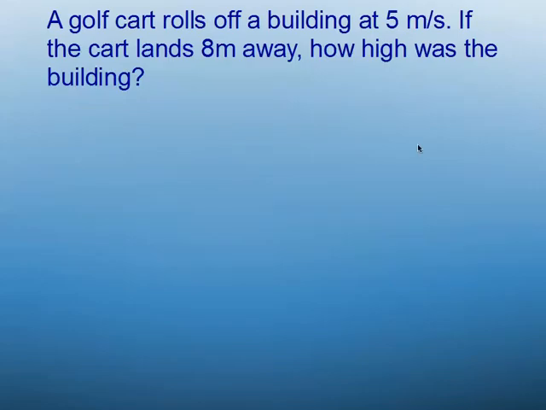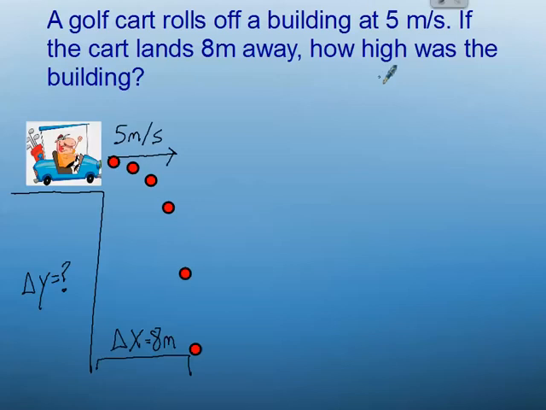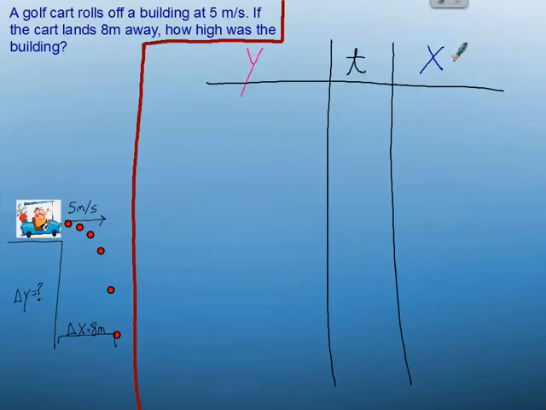For this next one, a golf cart rolls off a building at 5 meters per second. If the cart lands 8 meters away, how high was the building that he drove off of? So if I make a quick sketch of the problem, we just got our guy in the golf cart going 5 meters per second straight to the right, and then he ends up landing 8 meters to the right of the building, and we want to know how tall it was. So this problem's the same business as usual. We make our YTX chart, and we start filling out the information we know to find the information we don't.